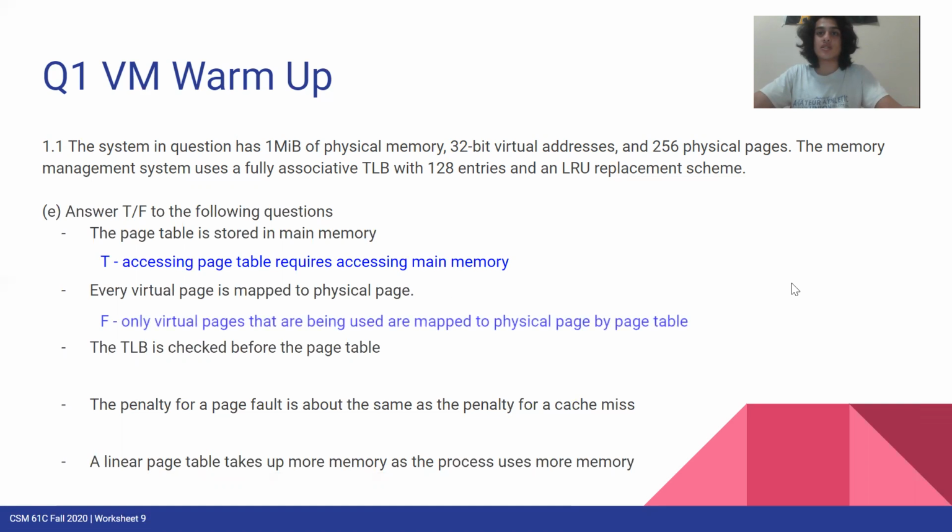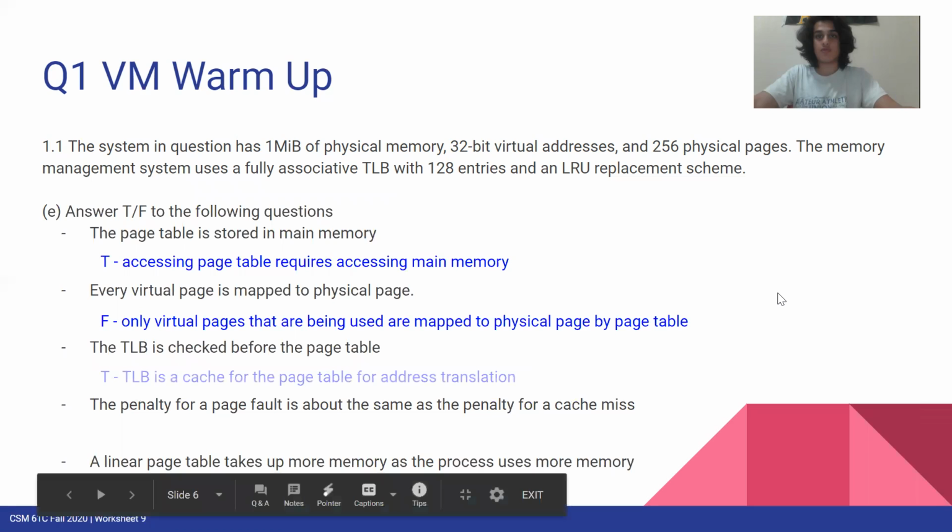Each virtual page is mapped to a physical page. That's false. Only virtual pages that are being used are mapped to a physical page by the page table. This is kind of a trick question, because we would never access something that is unused. But if we're not using every single virtual page allocated to us, then it's technically not mapped.